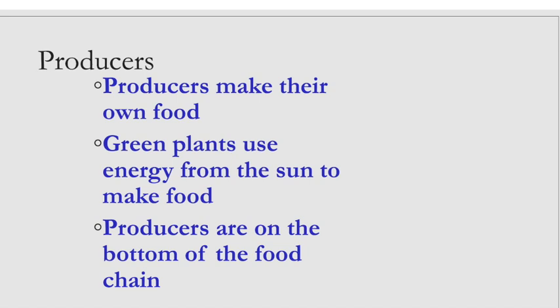Producers are at the bottom of the food chain. And there are always going to be a whole lot of producers, because if you look outside, you see a whole lot of green. And what are those green items? You see bushes, you see grass, you see trees.